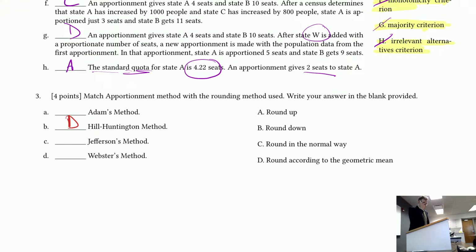Adams' method is the one where you round up. We never actually did any of the problems with Adams' method. There's another method that we skipped over as well that we aren't even going to mention. But Adams' method rounds up. Jefferson's method rounds down, which is B, and Webster's method rounds in the normal way. So that's pretty much it.